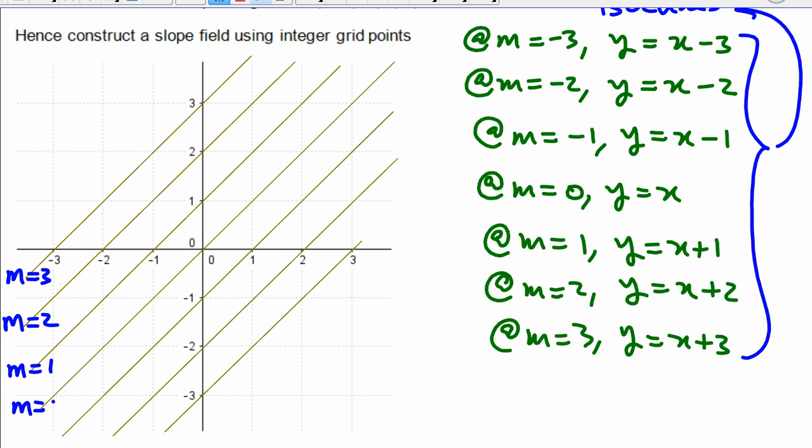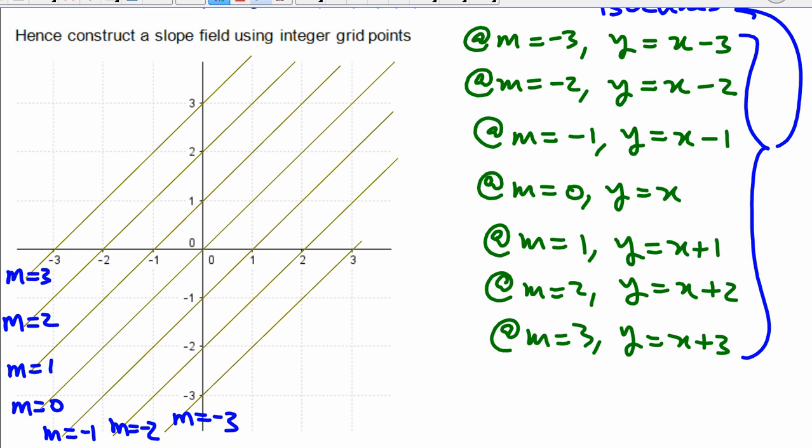M equals 0, m equals negative 1, m equals negative 2, and m equals negative 3. Those are the corresponding values of the gradients of each of these. Actually, let's start with the easy one, the first one at the top. The gradient of y equals x plus 3 at any point is 3.